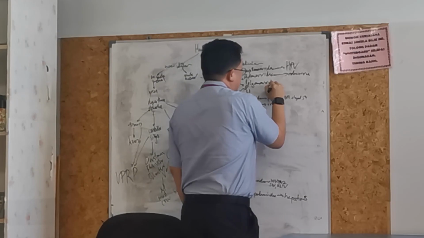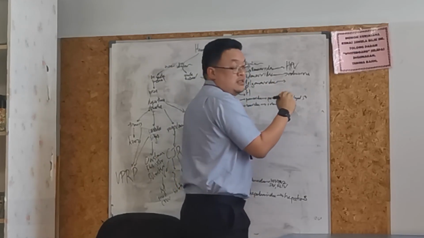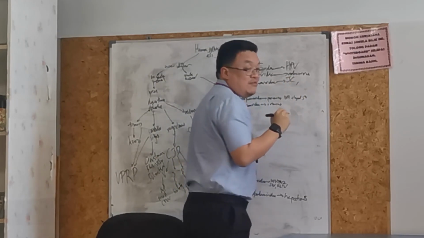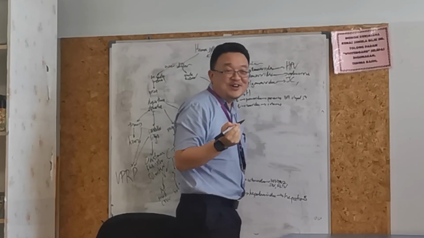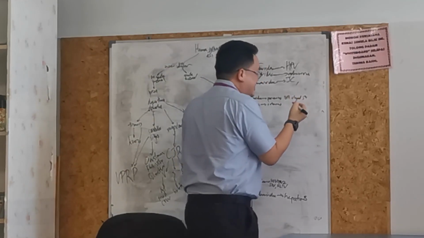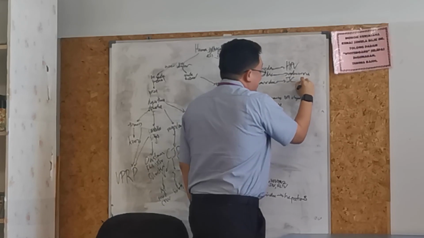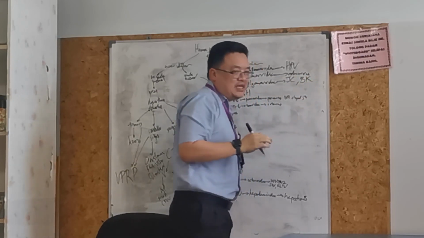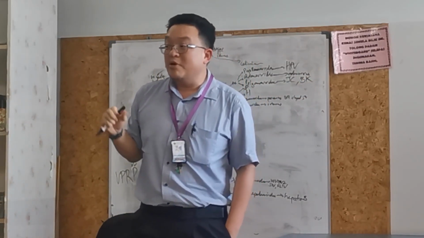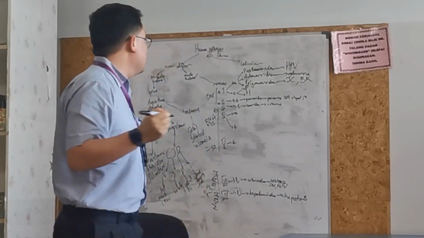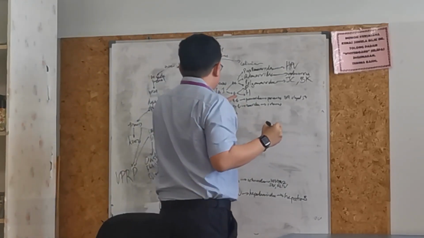Okay, and then last P, Polyomaviridae. So what are the Polyomaviridae? JC virus. JC virus doesn't stand for Jesus Christ. It stands for John Cunningham, because John Cunningham was the patient. Okay, and the other one is your BK virus. So these are the polyomaviruses, quite large viruses.